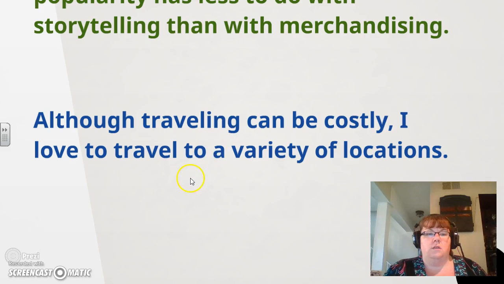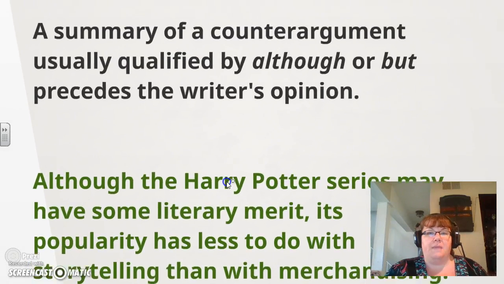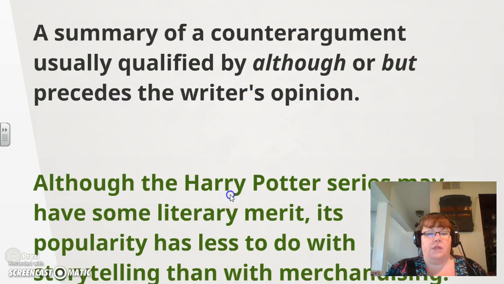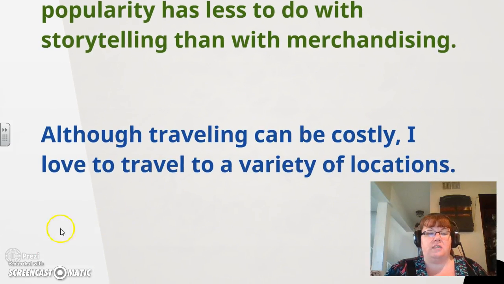Now with the travel one: Although traveling can be costly, I love to travel to a variety of locations. Here, the counter-argument is traveling being costly, versus my main argument, which I'm going to discuss in the essay, traveling to a variety of locations. So the although, again, like with the Harry Potter one, shows that you're seeing the counter-argument itself. This is important to note and pay attention to. So going back to that main idea, you're going to look for although or but at the beginning of the thesis statement to actually see that aspect.